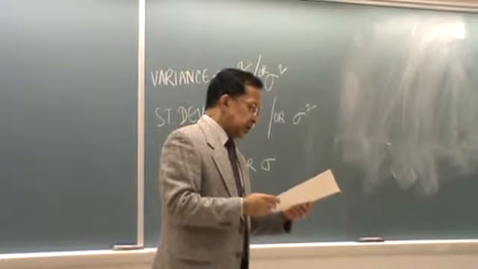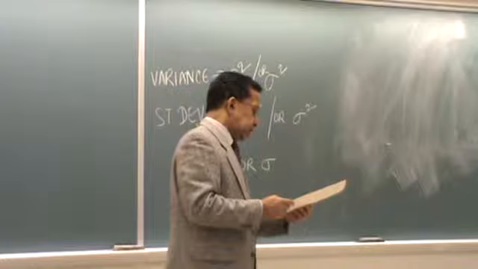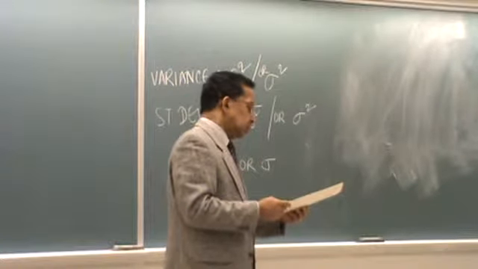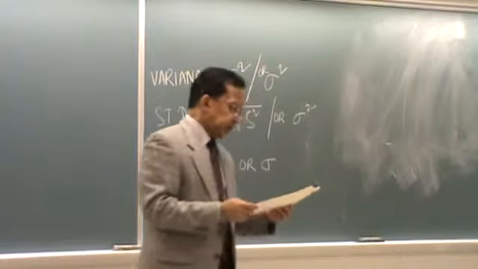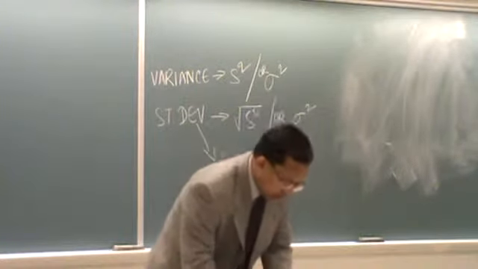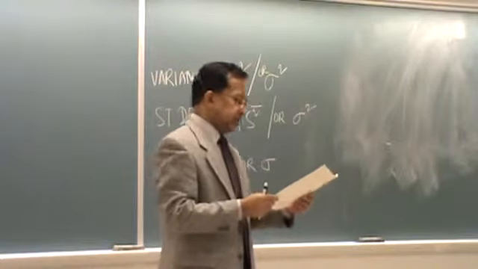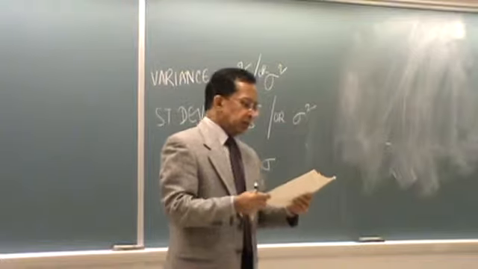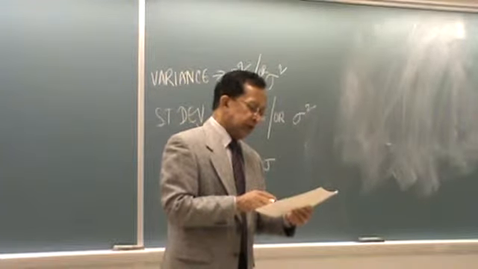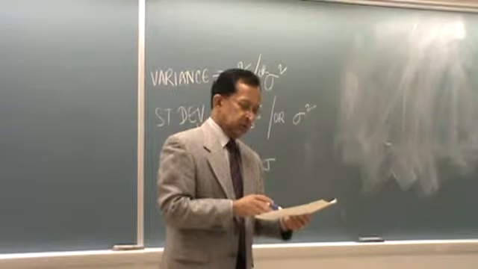State A, the lowest value is 23. The lowest value in state A is 23. The lowest value in state B is 15. The highest value in state A, 28. Highest value in state B, 35.